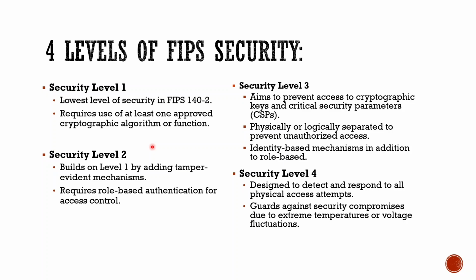Going to level 3 security. This is stronger than level 2. This provides stronger physical as well as software security. This aims to prevent access to cryptographic keys and critical security parameters that are stored inside the modules. These examples can be strong enclosures, tamper detection and response with data zeroization, etc. Data zeroization is basically done when a tamper is detected and unauthorized access is detected, and all the critical data stored inside that module is erased, which is what data zeroization means.